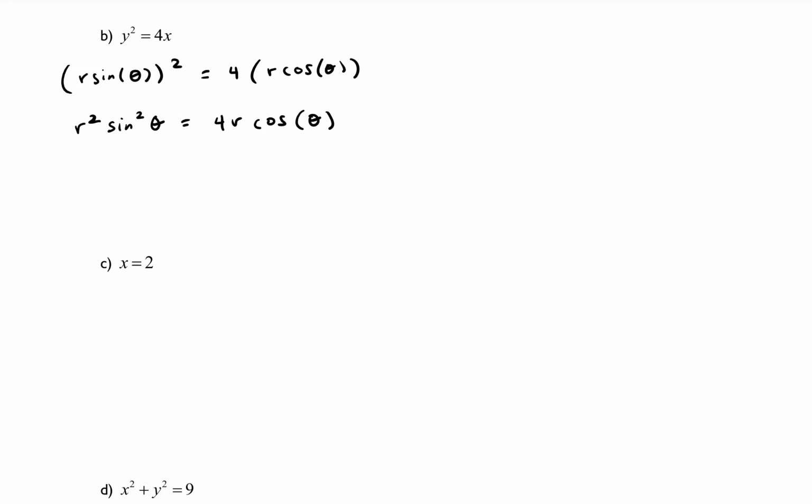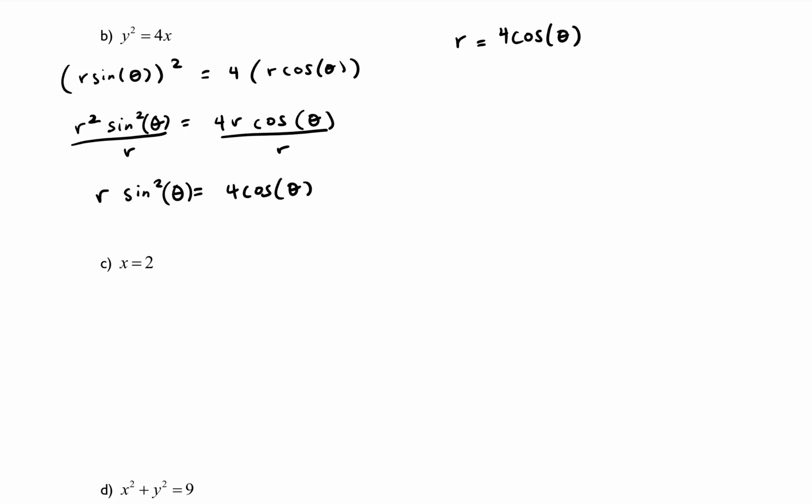And just like in example A, we want to solve this for r, so I can divide both sides by r, assuming that r does not equal 0, and we get r sine squared theta is equal to 4 cosine of theta. And then I want to solve that for r, so I'm going to divide both sides by sine squared theta, so we get cosine of theta times 4 divided by sine squared theta.